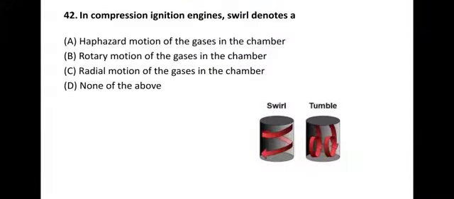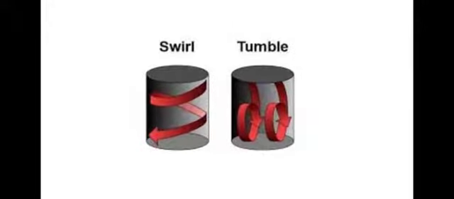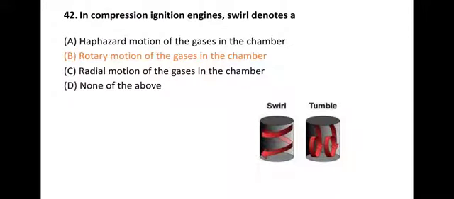Next question. In a compression ignition engine, swirl denotes a, and the answer is rotary motion of the gas in the chamber. Here you can see the swirl motion inside the cylinder, and the swirl is nothing but the rotary motion of the gases in the chamber.